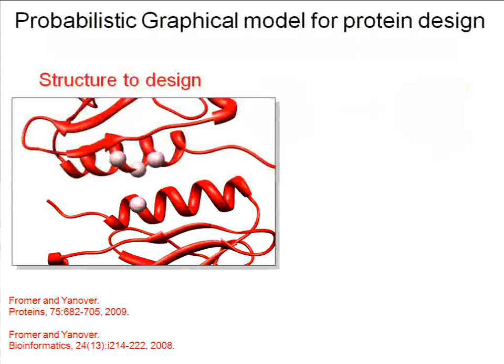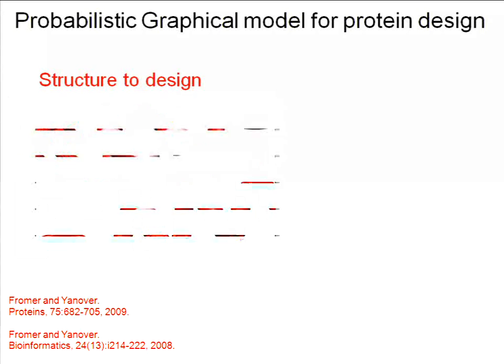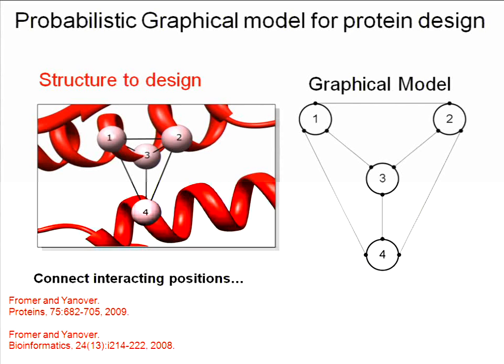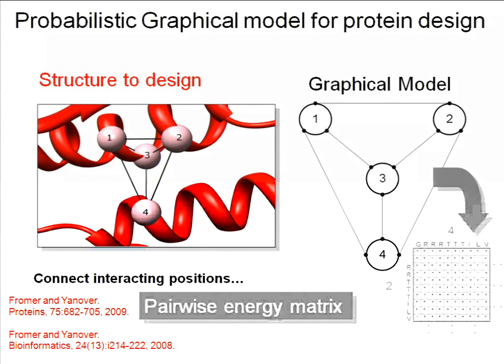So what we've done is use a probabilistic graphical modeling framework. I'll give an example here. Let's say you have this structure to design, and you have this toy example of 4 residues, the positions you're designing. You build a graphical model of these 4 positions. You connect all interacting positions with an edge, and each edge contains a pairwise energy matrix, where each entry contains the interaction energy between a particular rotamer at one position and a particular rotamer at the second position.